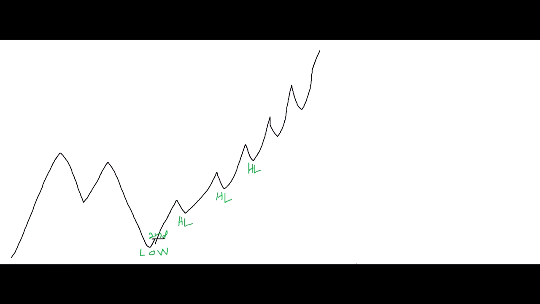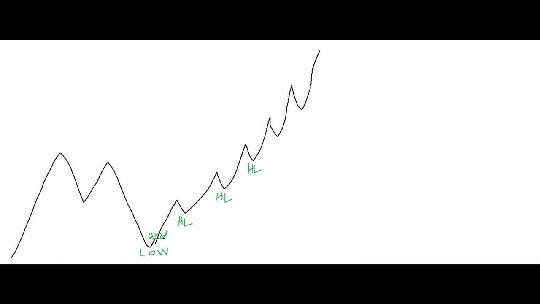Say it one more time. I once was blind, but now I see. Can you guys see it? This is why price action is king, okay? This is why we don't need indicators, because price action is king. I'm about to go deeper. I'm not even done yet.